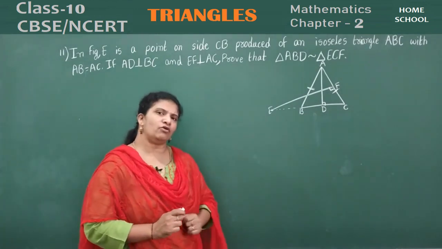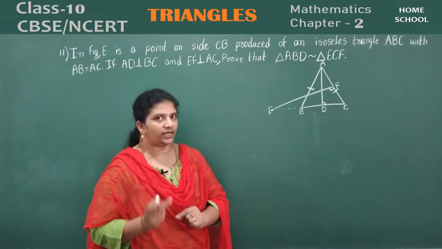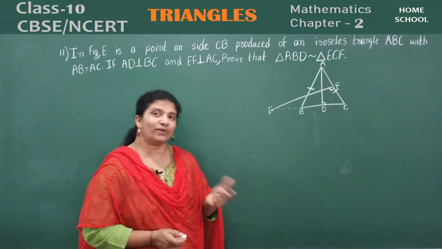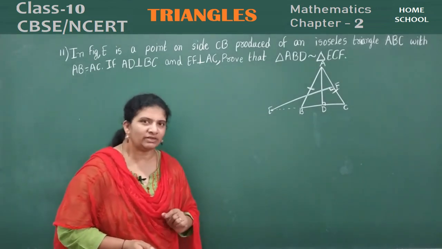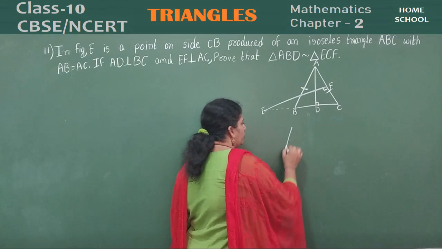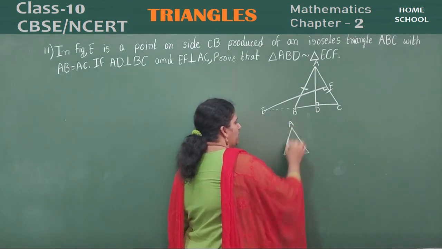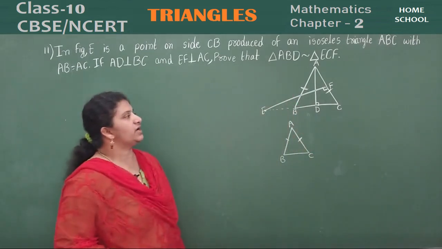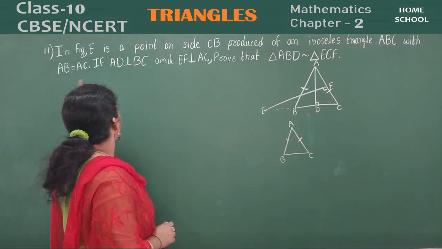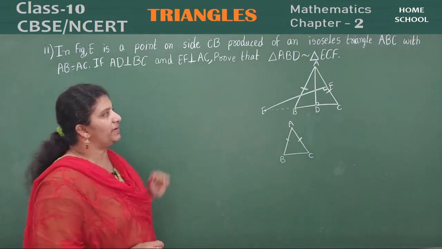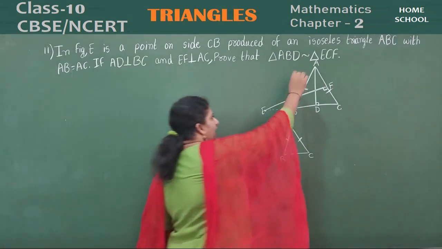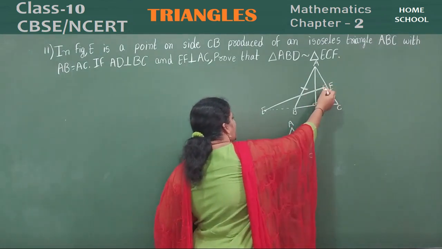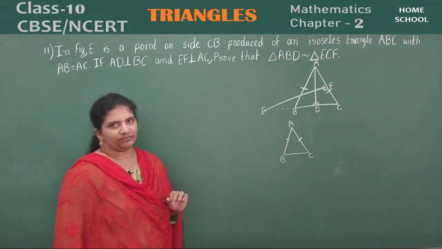So now immediately what do you remember? Isosceles, yes, two sides are equal. If two sides are equal, two angles are equal. Do you remember this, children? So let me draw it here. Look here. ABC is an isosceles triangle where AB is equal to AC, given here. AD is perpendicular to BC and EF is perpendicular to AC.